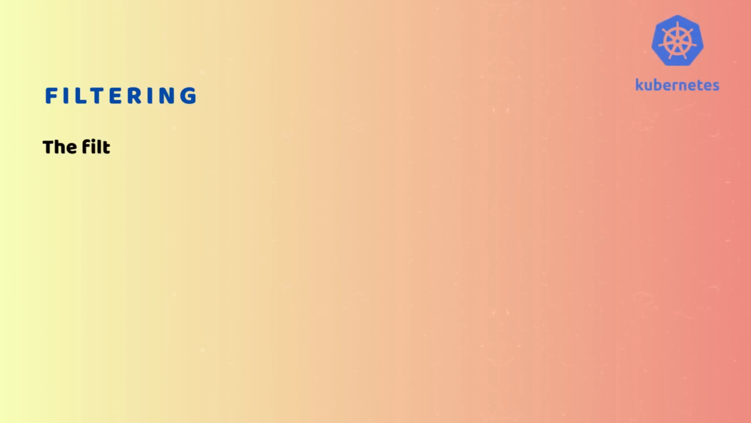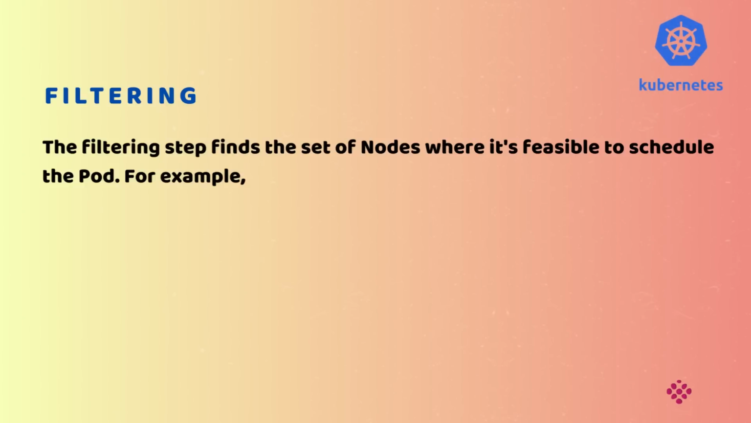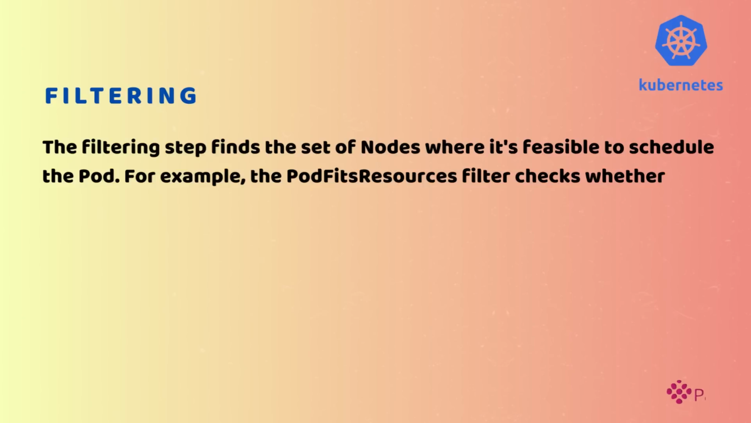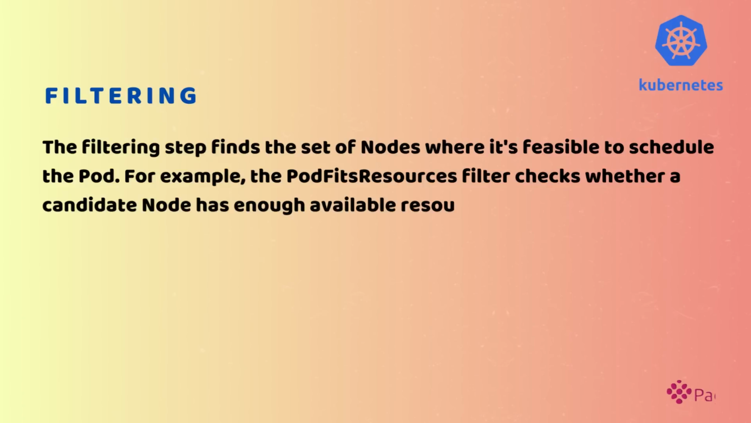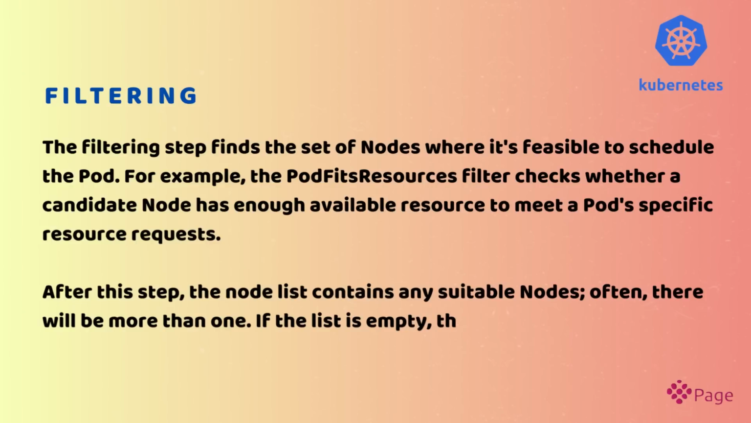The filtering step finds the set of nodes where it's feasible to schedule the pod. For example, the pod fits resources filter checks whether a candidate node has enough available resource to meet a pod-specific resource requests. After this step, the node list contains any suitable nodes. Often, there will be more than one. If the list is empty, that pod isn't yet schedulable.